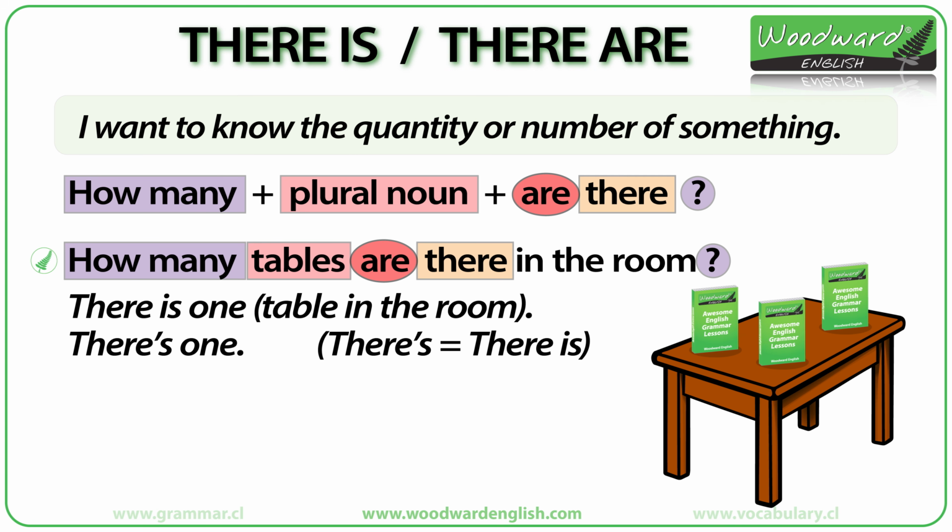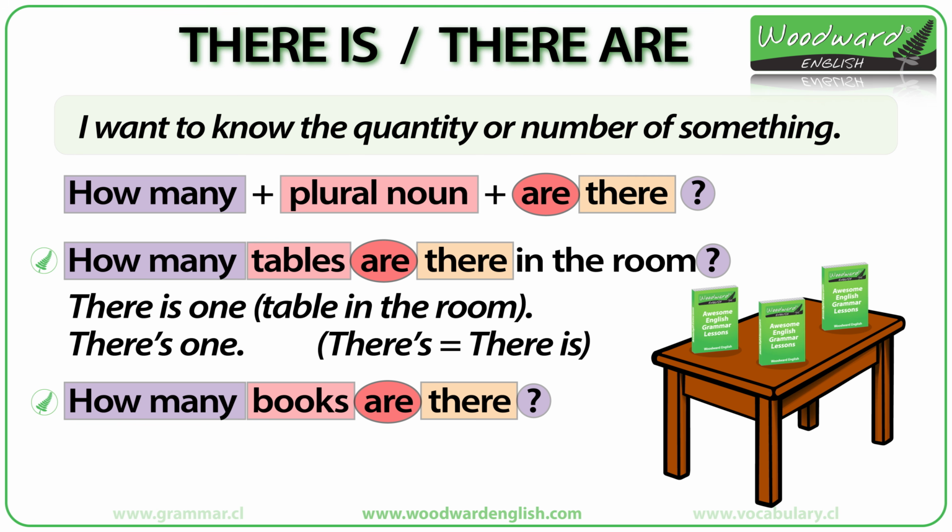Yes, the question was with are there, but if there is only one object or thing, we start the answer with there is. There's one. And the question, how many books are there? The answer, there are 3.